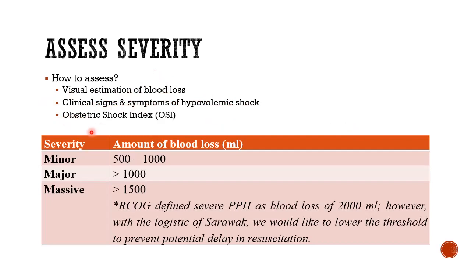Before we go further, we need to know whether this is a minor PPH, a major PPH, or a massive PPH. When the bleeding is 500 to 1000 cc, we call it minor. If it is major, it is more than 1 liter. If it is massive, if you follow the guideline it is 2000, but in Sarawak we take it as 1.5 liters.